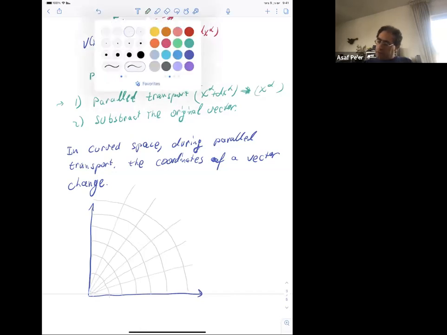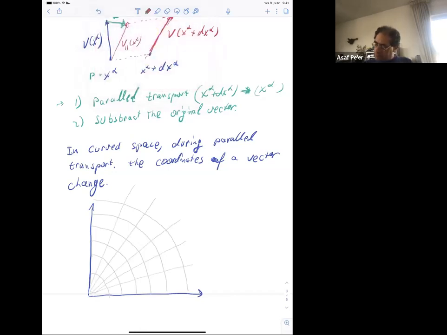Now I have a vector. This is a point x alpha plus dx alpha. What are the coordinates of this vector? Well, this and this.